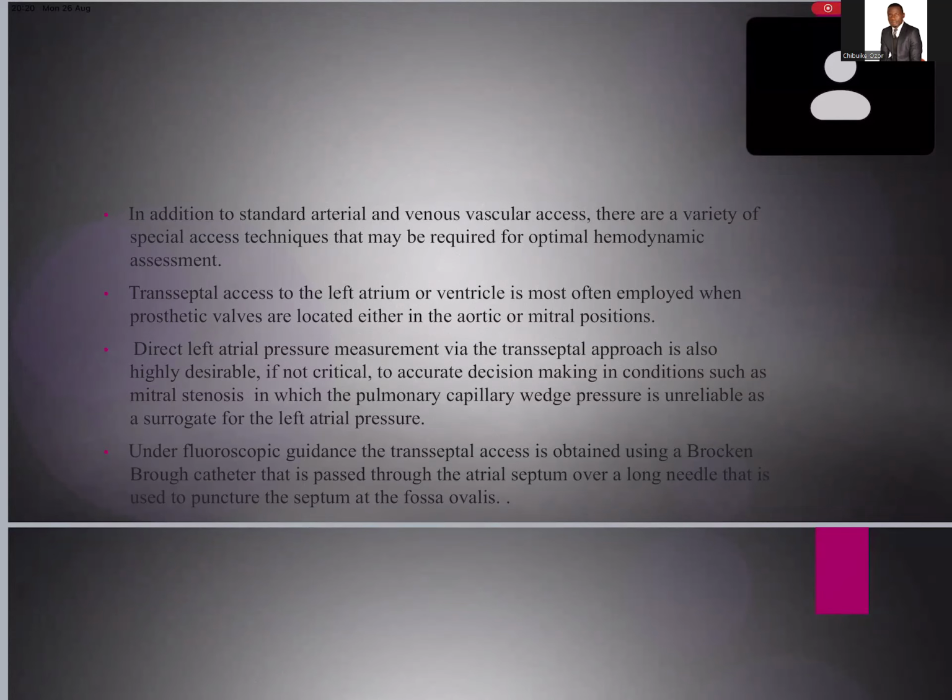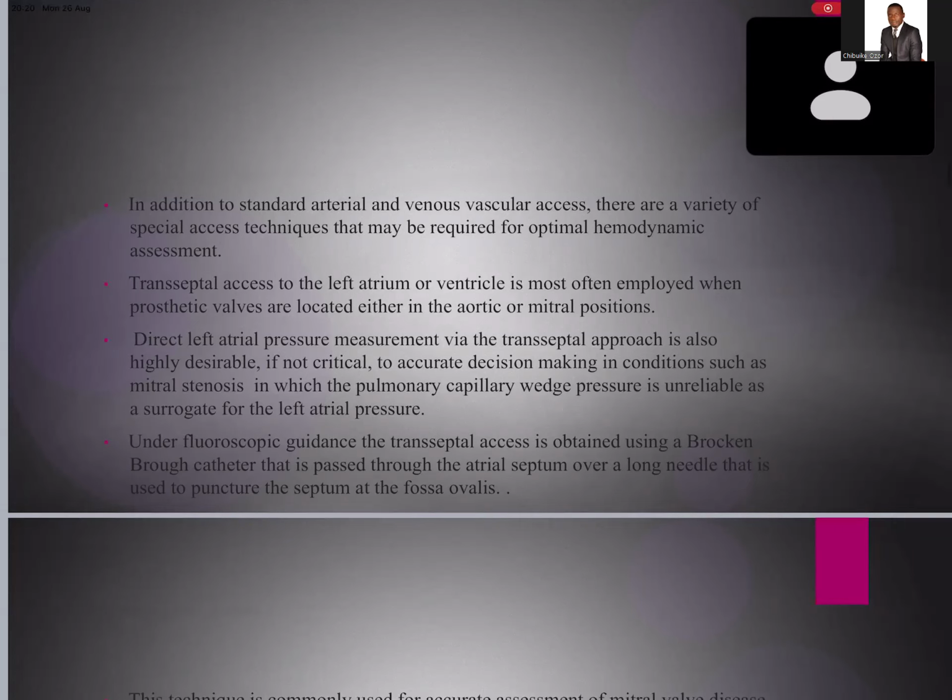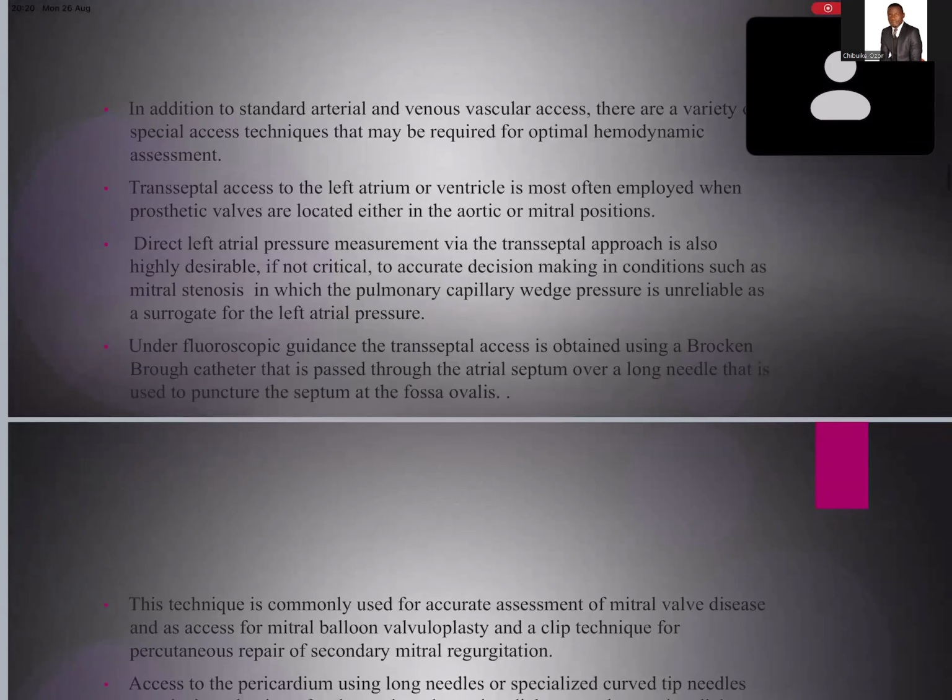You have the transseptal access to the left atrium or ventricle, which is most often employed when prosthetic valves are located either in the aortic or mitral positions. You also have the direct left atrial measurement via the transseptal approach. It is also highly desirable, if not critical, to accurate decision-making in conditions such as mitral stenosis, in which the pulmonary capillary wedge pressure is unreliable as a surrogate for the left atrial pressure.